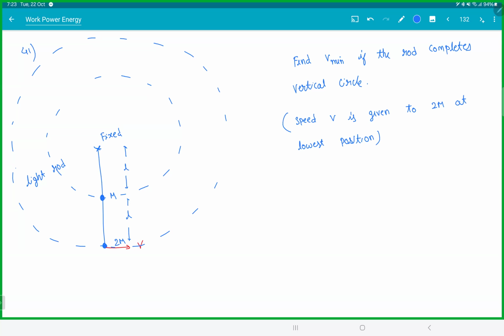You can't use a standard root 5gL formula. That is derived only when there is one single particle. So be careful. Don't randomly use your results without seeing whether the data fits the result. Those results were derived under specific conditions.